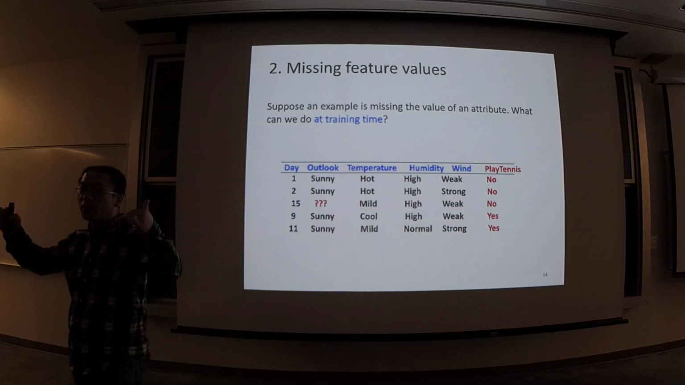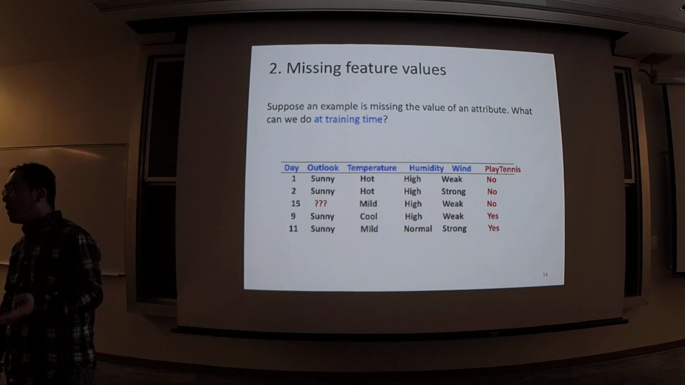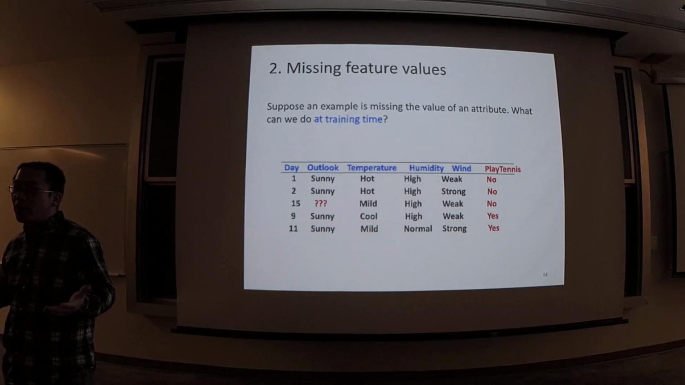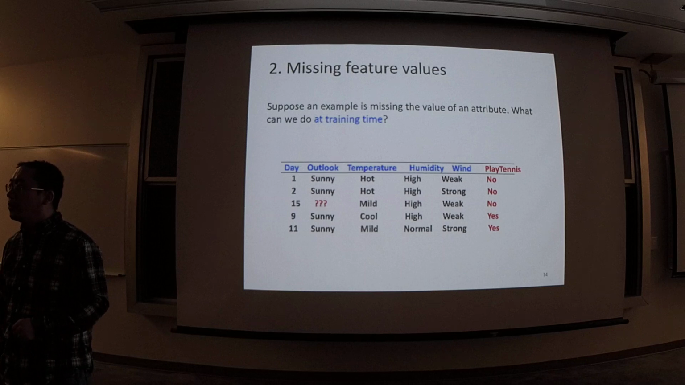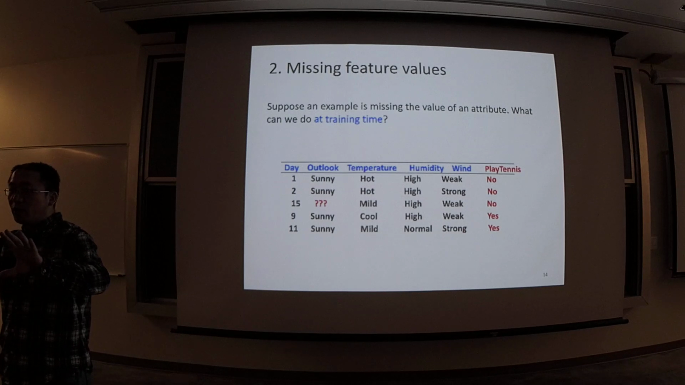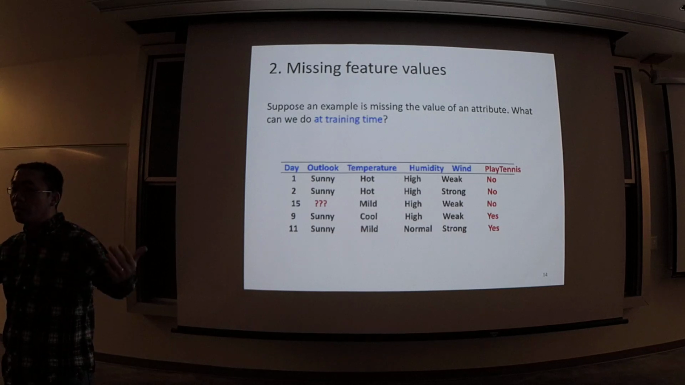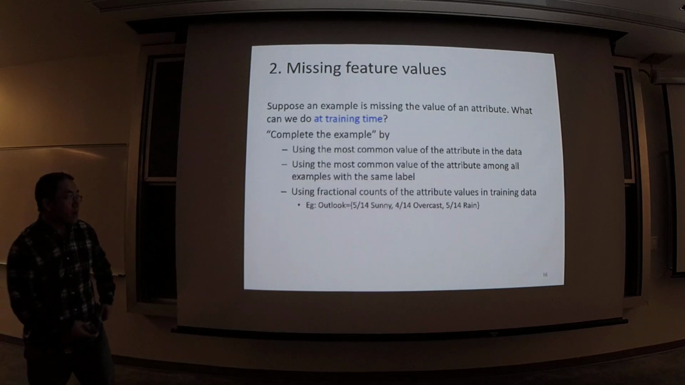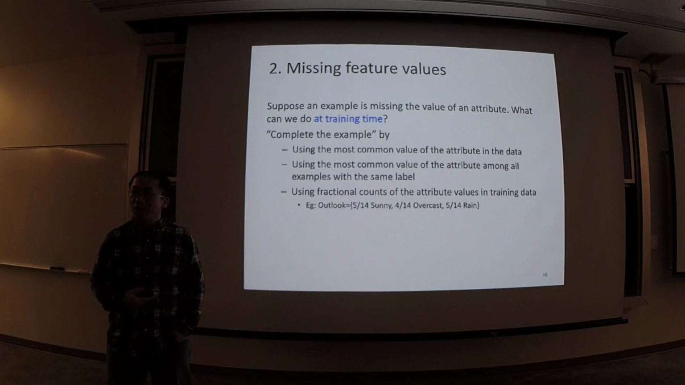But outlook has 3 distinct feature values, like rain, sunny, and overcast, right? So there's still a chance that outlook takes the other 2 values, right? Although the chances for taking different feature values might be different, right? So why don't we consider them all rather than focus on one? So this motivates a third strategy. It's called fractional counts.